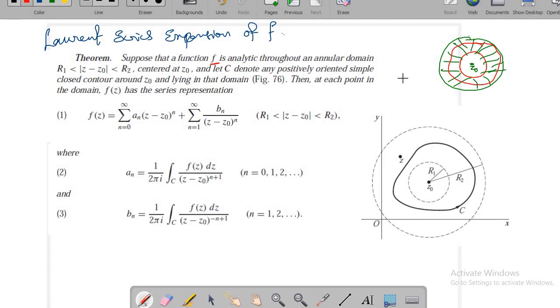Let us denote the positively oriented simple closed contour around z0 and lying in the domain, where the domain is this. Then at each point in the domain, f of z has a series representation, and the series representation will be given by this formula. If you observe, this part is actually an analytic part. It is a polynomial function, no? A polynomial function is always analytic, so that's why it is called the analytic part.